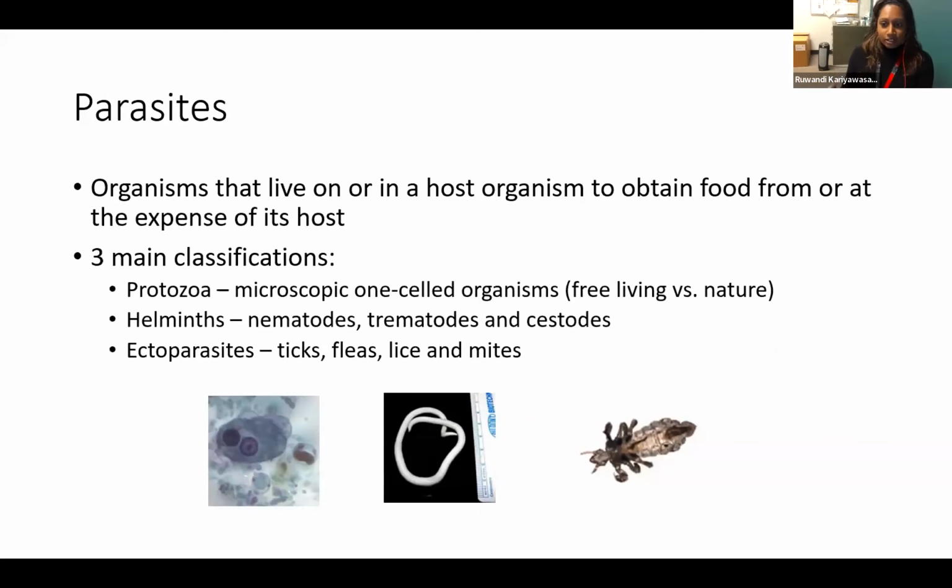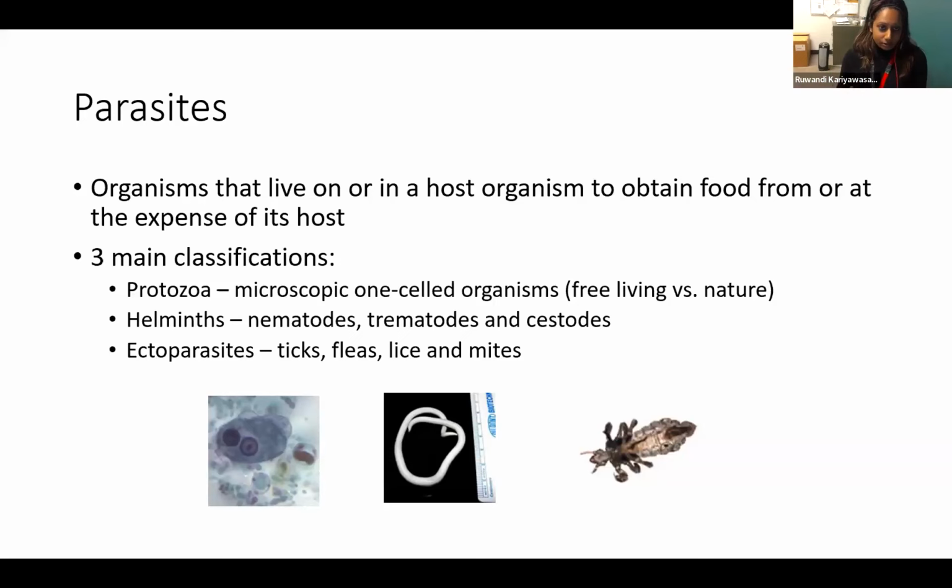Okay, so parasites are, as many of you I'm sure are well aware, organisms that live on or in a host organism that obtain food from or at the expense of the host. And there's kind of three main groups of parasites that we think about: the protozoan parasites. So you can see an example on the bottom left of an entamoeba. So these are microscopic one-celled organisms, often free-living and can be found in nature.